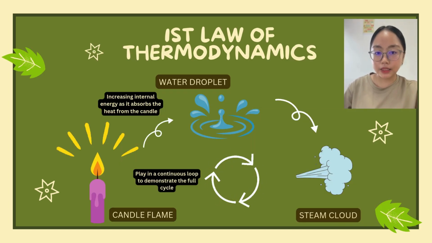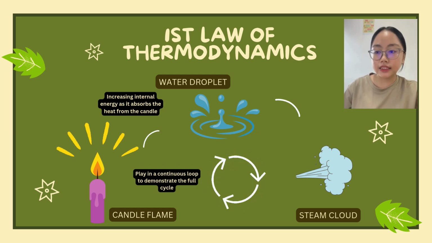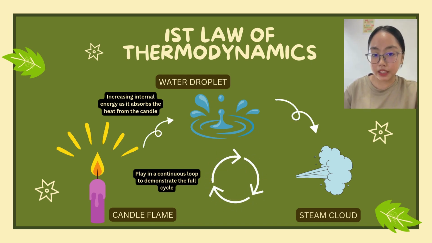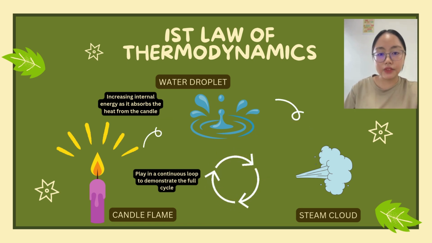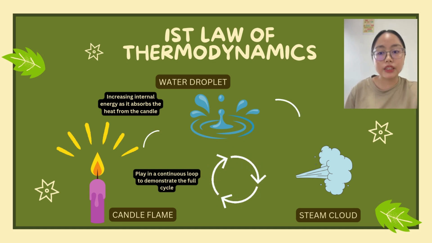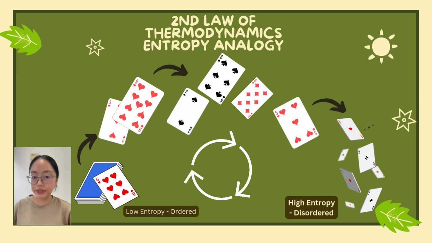Next, this slide explains the first law of thermodynamics. The first law of thermodynamics states that energy cannot be created or destroyed. It can only be transformed from one form to another. Here, we see the heat from the candle increasing the internal energy of the water, causing it to transform into steam. The high pressure steam is then expelled, converting the thermal energy into rotational kinetic energy, as demonstrated by the soda can model. Let's move on to the second law of thermodynamics.